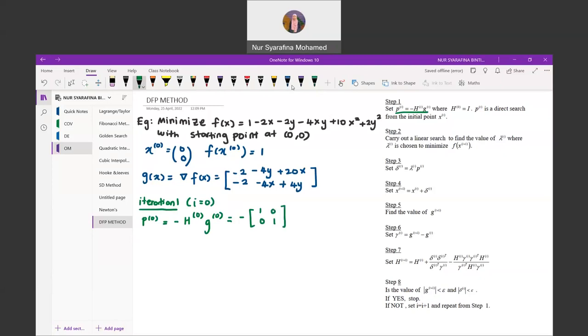And your g naught equals what? Just substitute into g(x): g(x naught), substituting x with 0 and y with 0, and then you have minus 2 and minus 2.